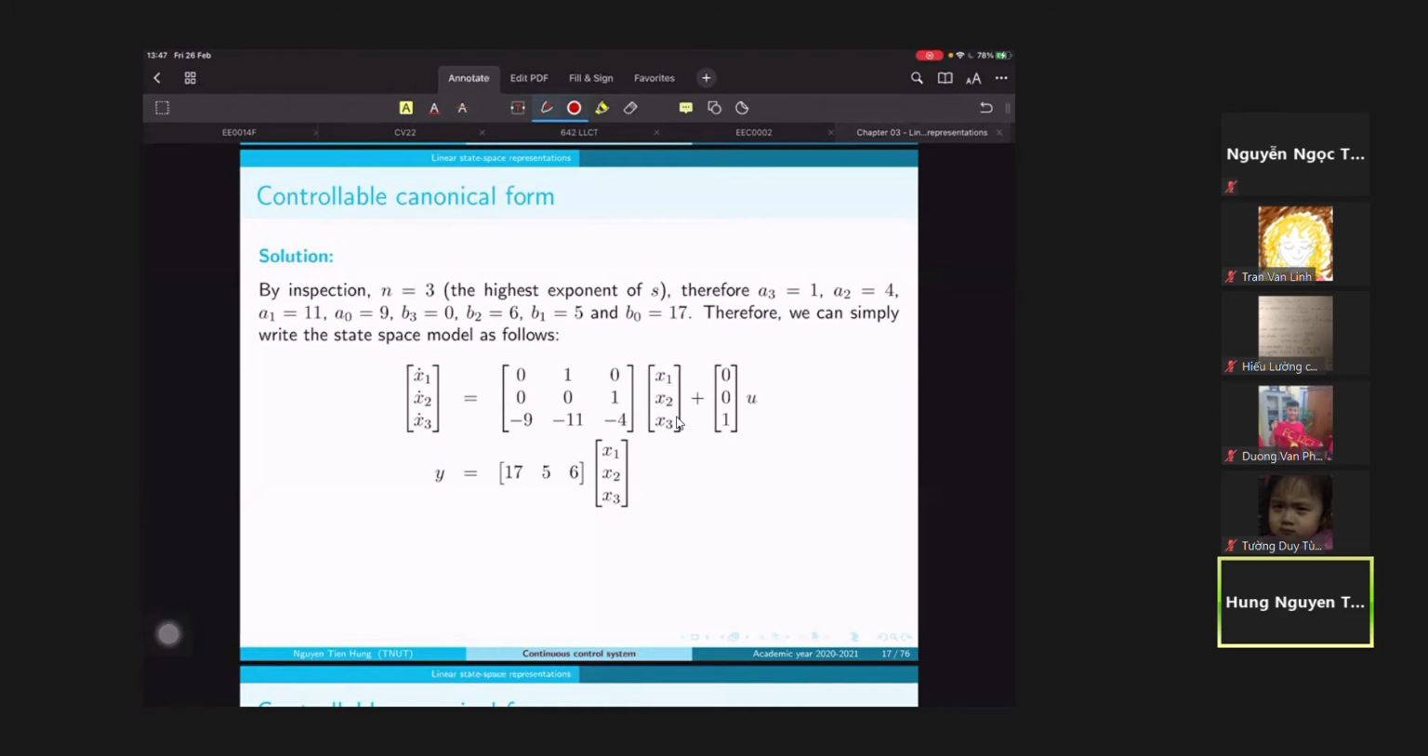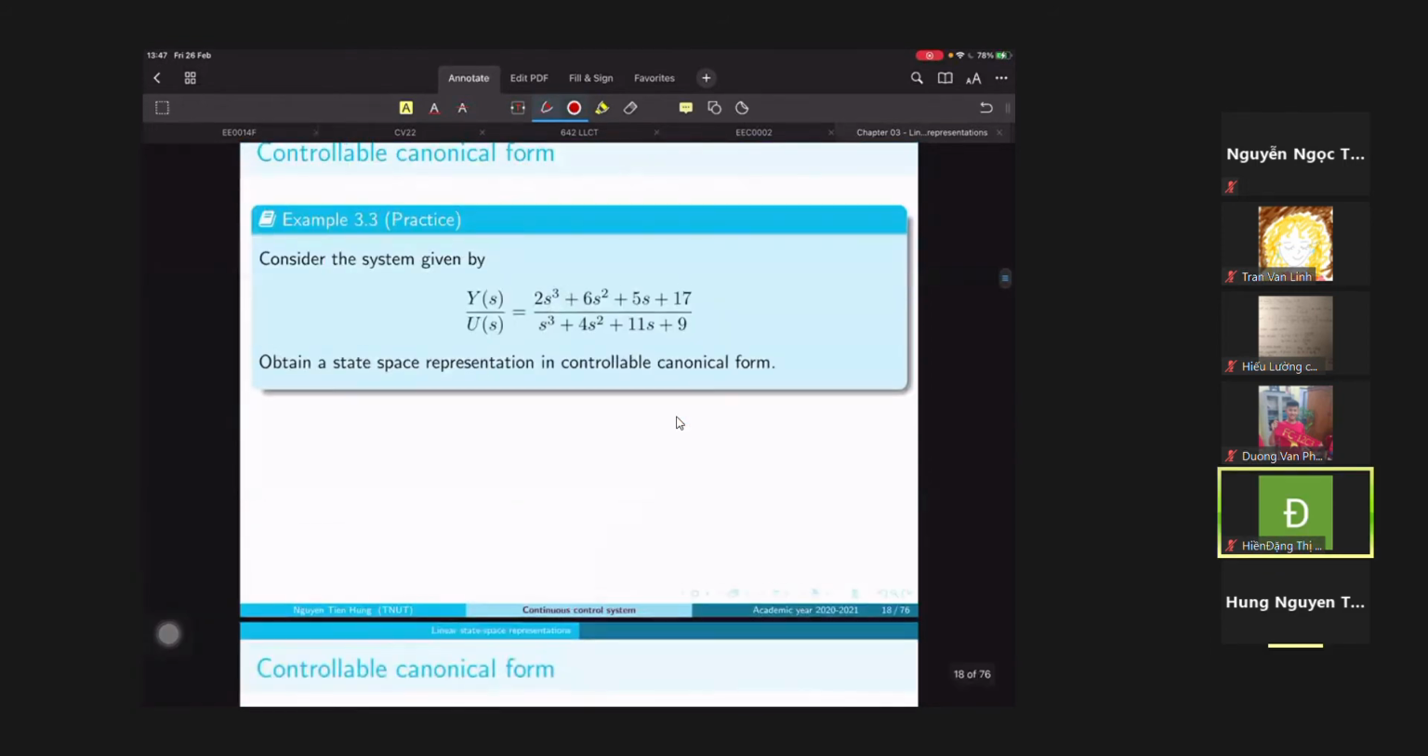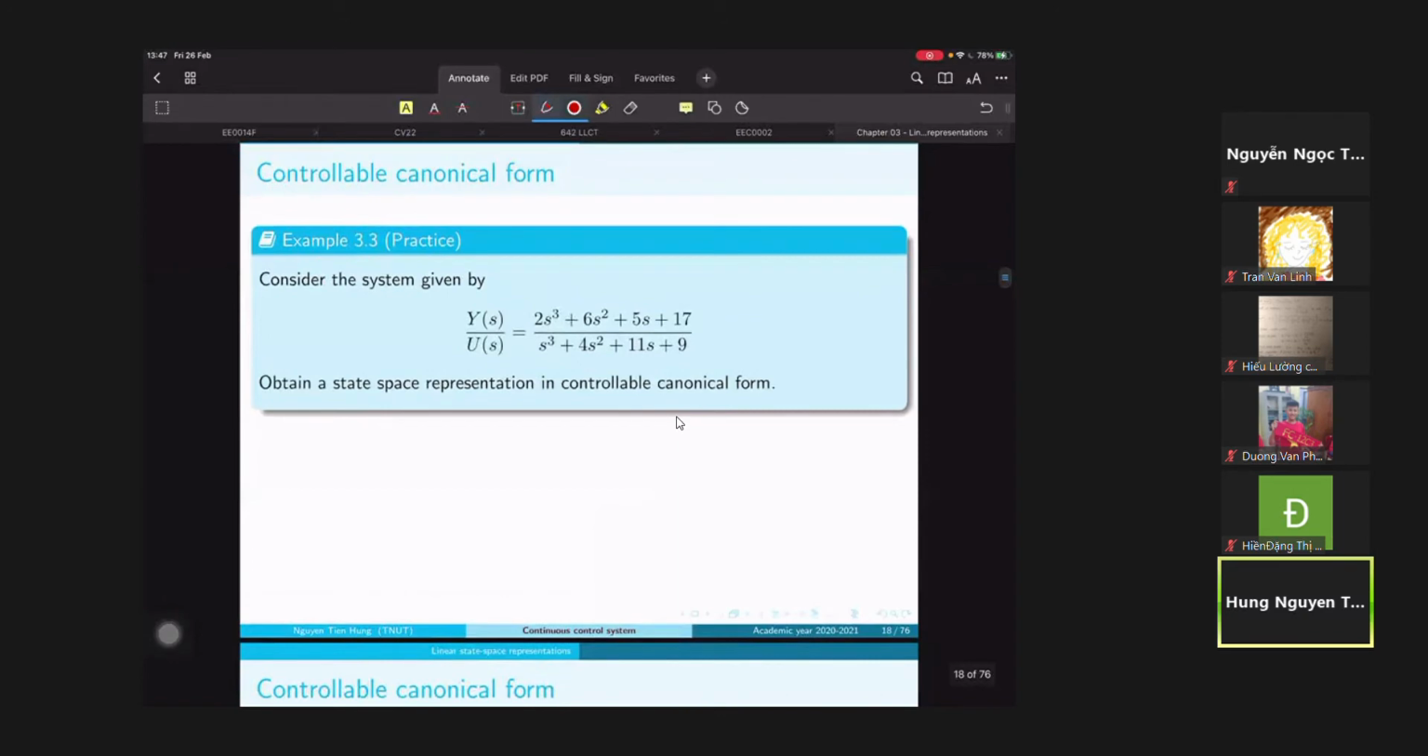So this is the solution I got in my slides. I think that all of you understand this problem because we see that the highest order of s is n equal to 3. And we find that you can represent this system by this form. And you are correct. Any questions so far, everyone? No, sir. Okay, good. Now we can move on.